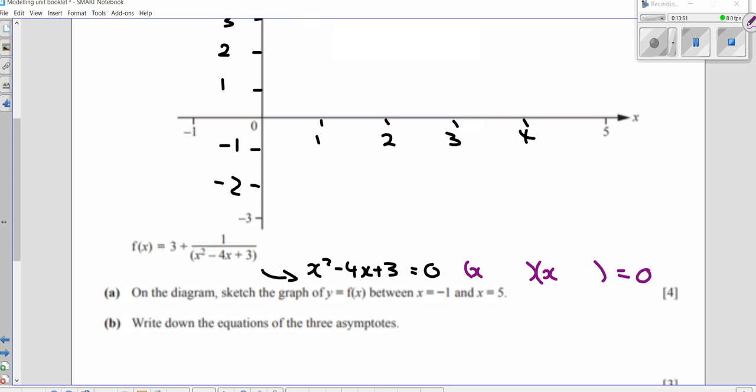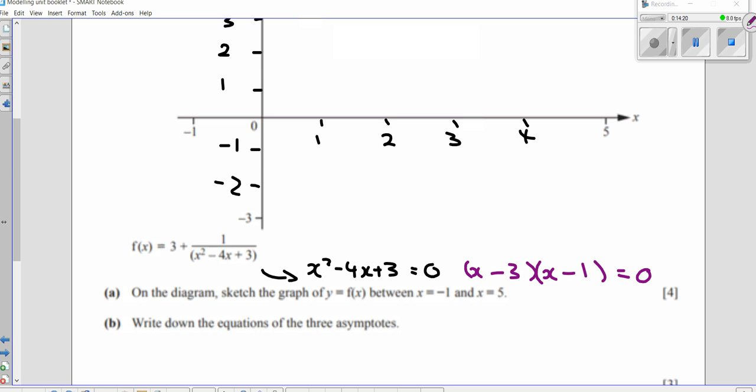Two numbers have to multiply to give 3 and add to give -4. They have to multiply to give positive 3 and add to give -4. It's -3 and -1, yeah, because they have to multiply to give positive 3 and add to give -4. Yep, -3, -1.